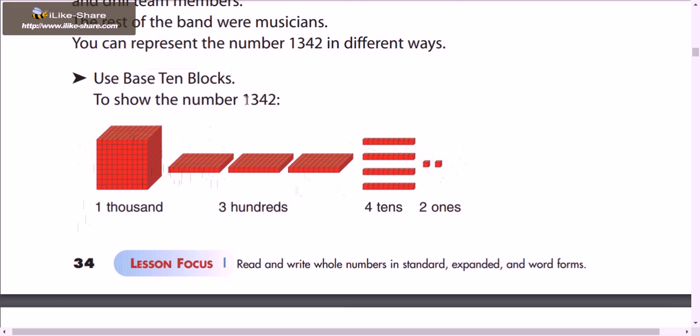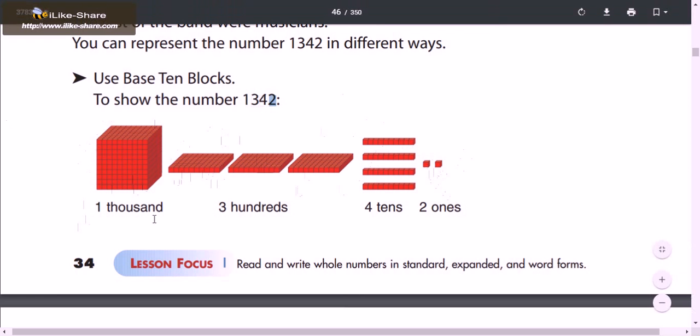So how I do this is I look in my thousands column right here. There's the number 1. So I need to draw or have one of these bricks to represent that 1,000. Now, I have 300 in the hundreds column, so I'm going to need 3 of these bricks. I have 4 in the tens column, so I'm going to have 4 of these tens bricks. And I have 2 in the ones column, so I have to have 2 little ones here. Now, this is the first way we can communicate.